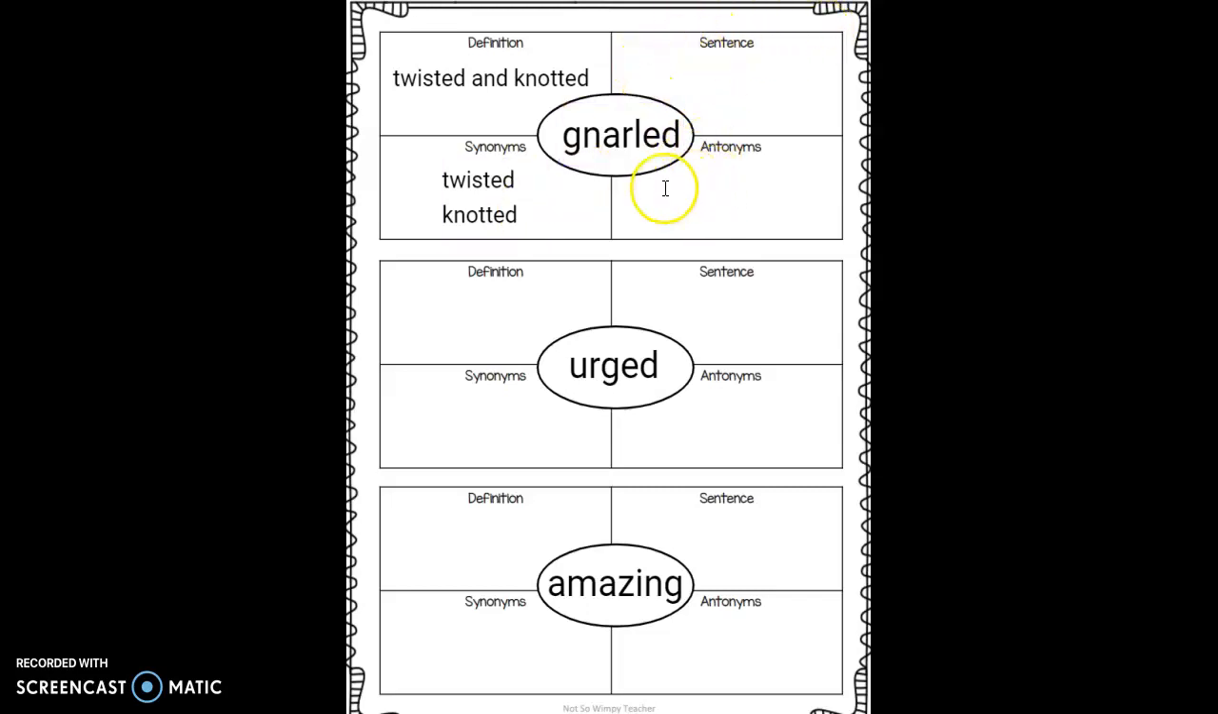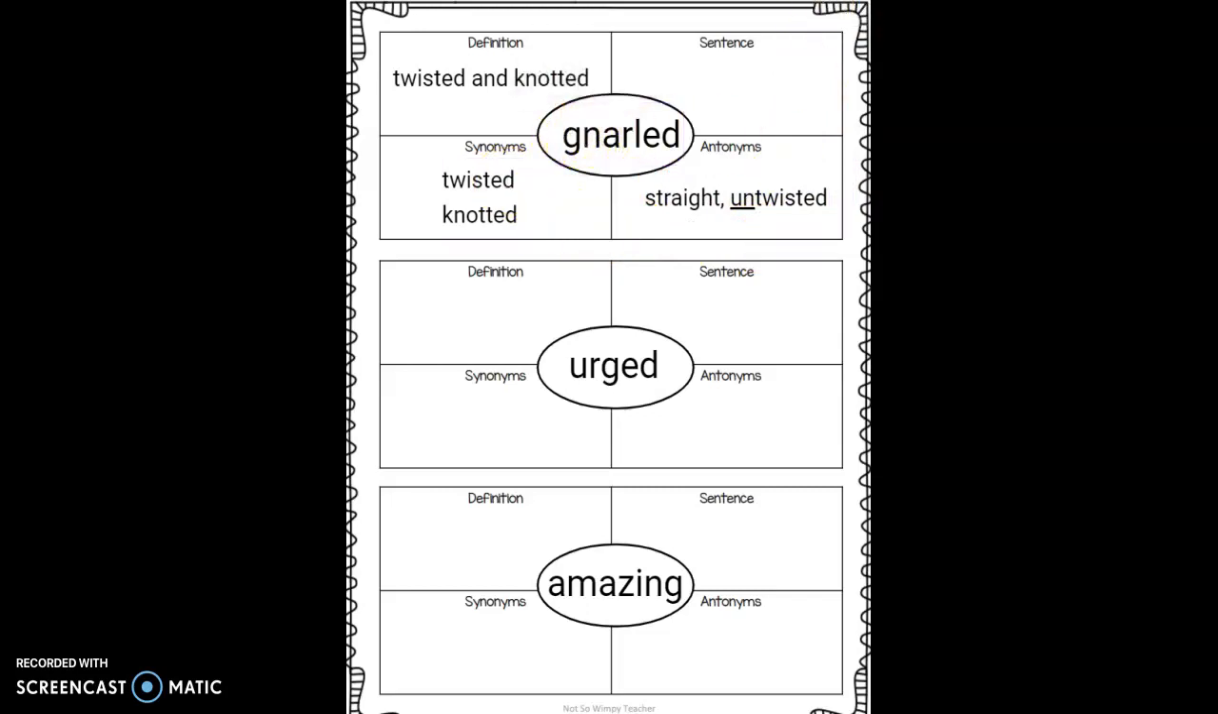The opposite, the antonym of gnarled, would be maybe something that is straight, like a straight line, or untwisted. That's our prefix un. You can circle that. Un. You can circle un. Straight and untwisted are the opposite of gnarled.